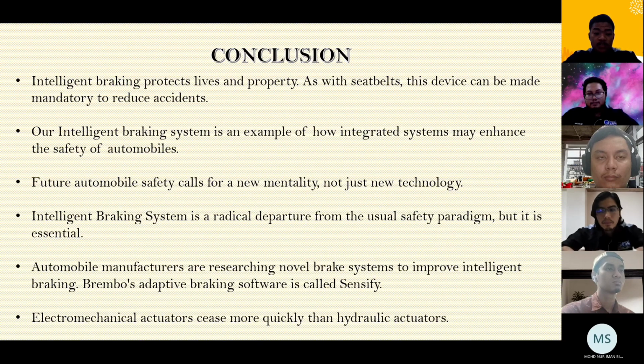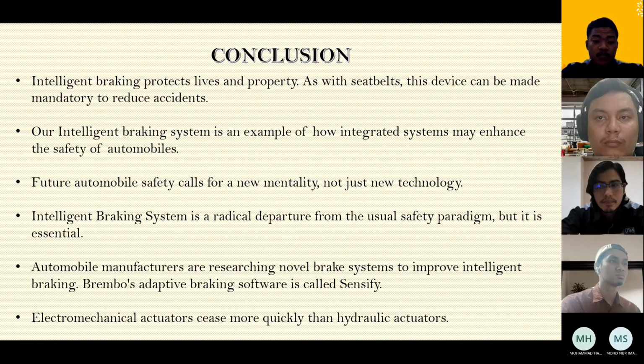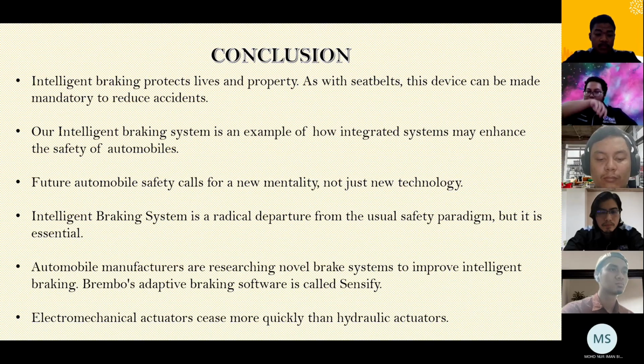Automobile manufacturers are researching novel brake systems to improve intelligent braking. Brembo's braking software is called Sensify. And the latest technology from Brembo uses an electromechanical actuator that reacts more quickly than hydraulic actuators.